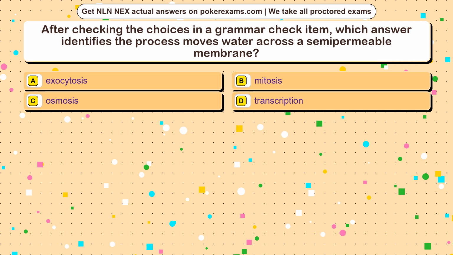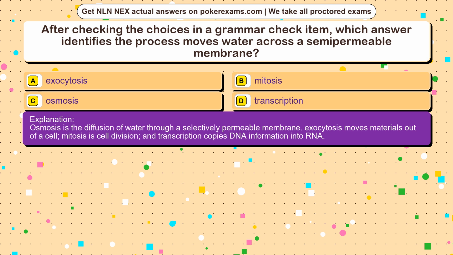The correct answer is option C. Osmosis is the diffusion of water through a selectively permeable membrane. Exocytosis moves materials out of a cell, mitosis is cell division, and transcription copies DNA information into RNA.